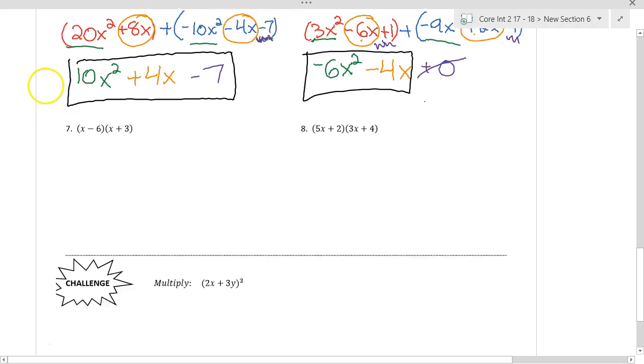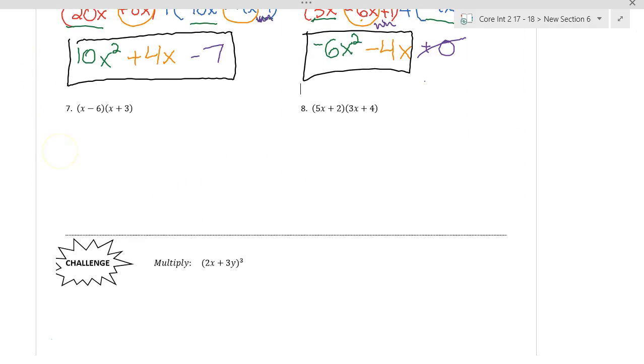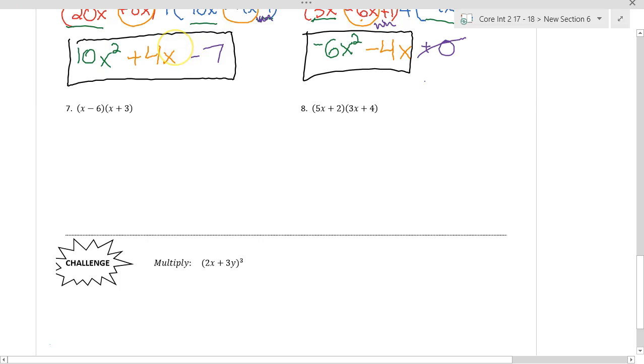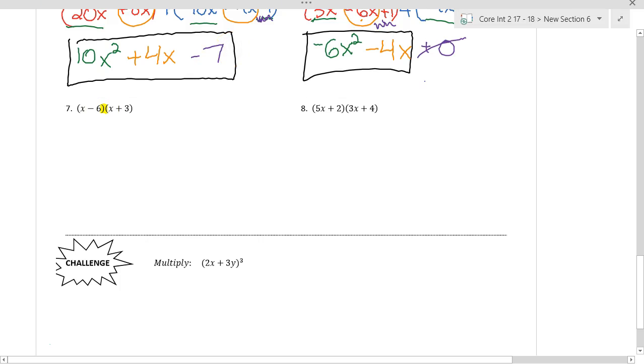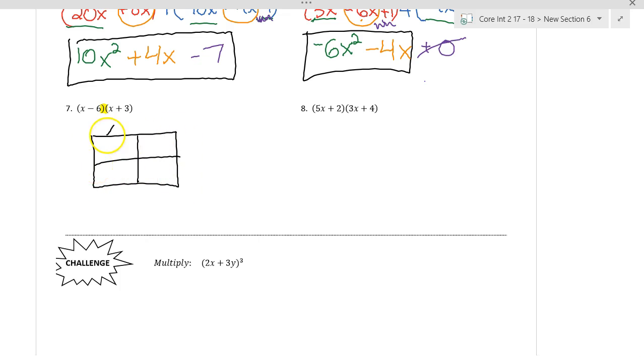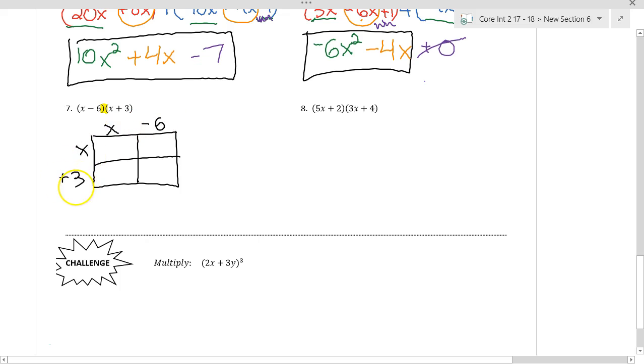Alright, looking at number 7. x minus 6 times x plus 3. This one now has no sign. No sign means multiplication. I'm going to show two methods of multiplication. The first one I'm going to do is the Punnett square. So I have x minus 6, x plus 3.